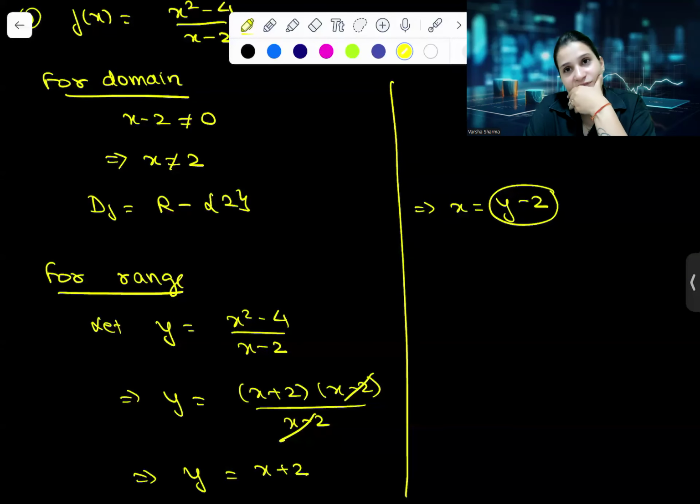All real numbers except 2. No, all real numbers. Why except? There is no fraction, there is no root. Why will I remove anything? It's a normal numerator, right? So numerator can take any value. So in this case, why will I remove any value? I don't have a denominator. I don't have a root. So everything is allowed. Yes or no?